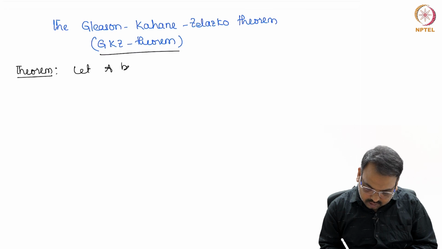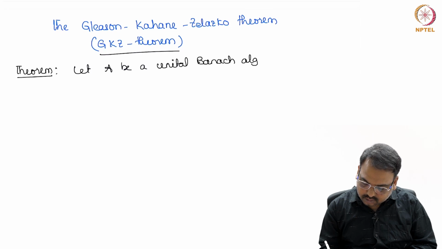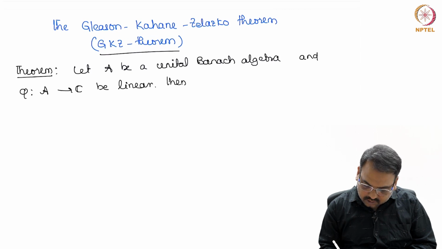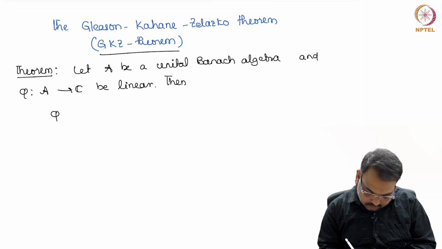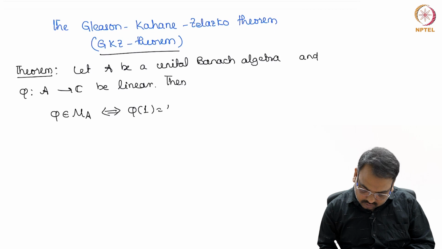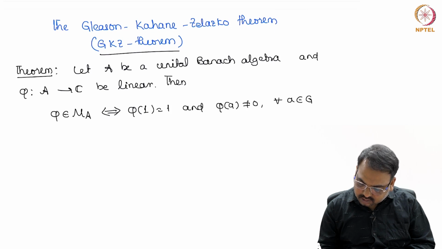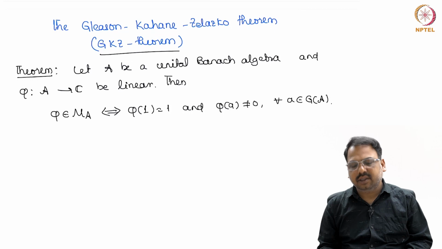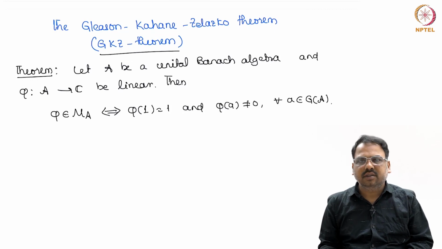So let us state the theorem. Let A be a unital Banach algebra and phi be a linear map from A to C. Then phi is multiplicative if and only if phi of 1 is 1 and phi of a is non-zero for every a in G(A). That means if phi maps the unit element of A into the unit element of C and invertible elements of A into invertible elements of C, then we can conclude that phi is multiplicative.